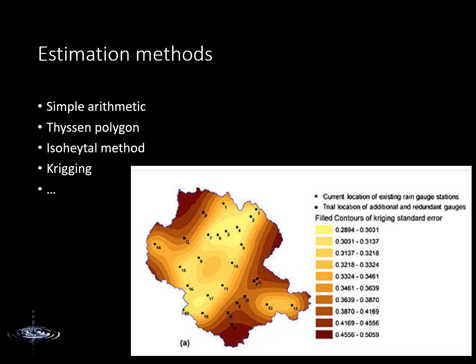For example, the most advanced is the kriging method. This figure shows the kriging method. Kriging is a geostatistical technique that is used to estimate the value of a variable at an unobserved location.